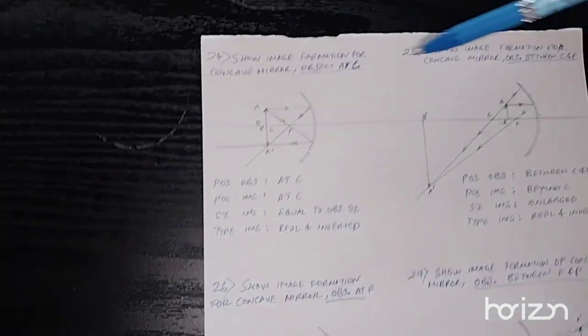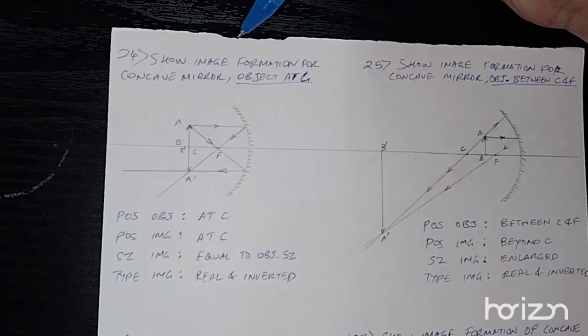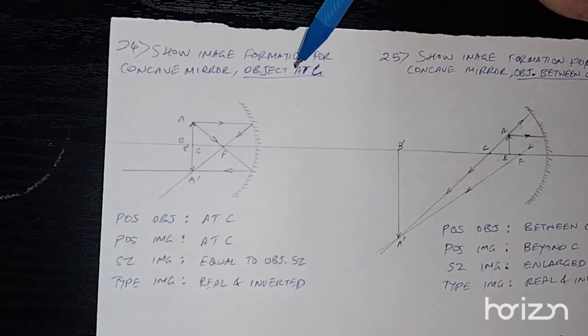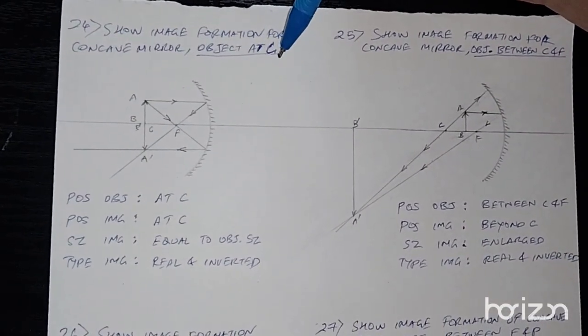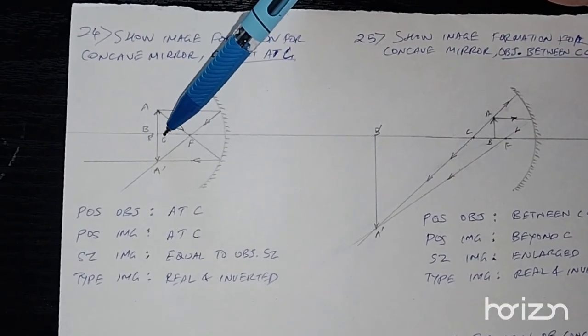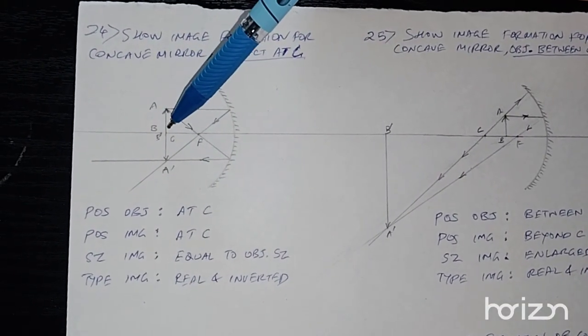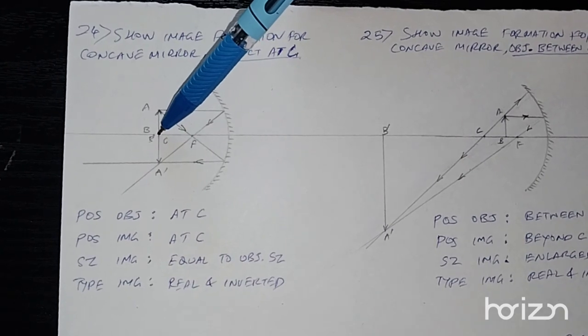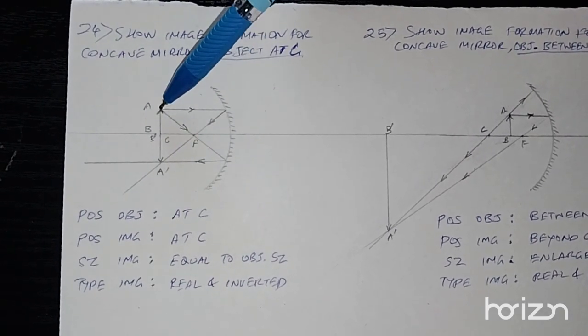Alright, let's go to the next question. Show the image formation for a concave mirror when the object is at C. So AB is such that B and C coincide. AB is placed such that the center of curvature is where the object is placed.